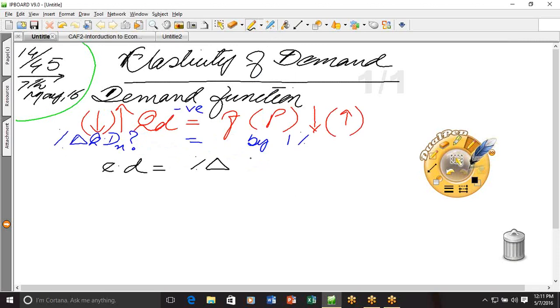Elasticity of demand is what? The ratio between percentage change in quantity demand and the percentage change in price. Elasticity of demand is the ratio between percentage change in quantity demand and the percentage change in price.